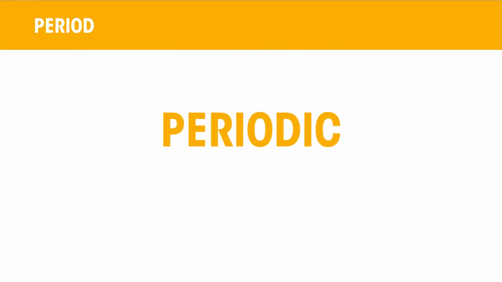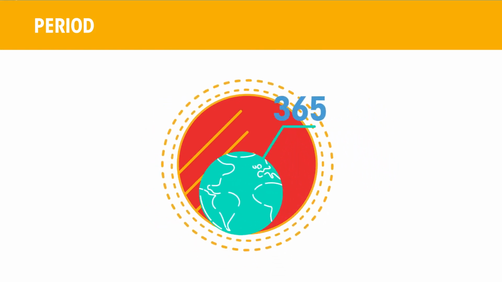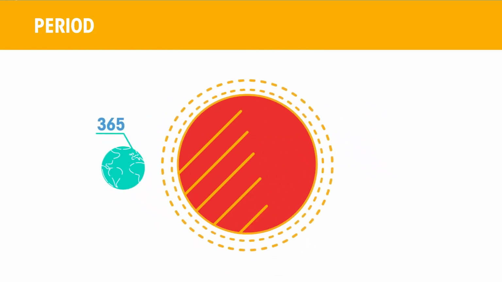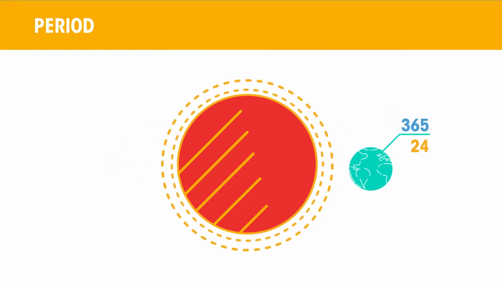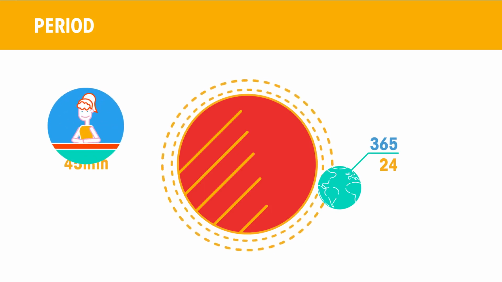When something happens repeatedly, we say that the event is periodic, and refer to the time for the event to repeat itself as the period. The period of the Earth to orbit the Sun is 365 days. The period of a day is 24 hours. The period of a typical class at school is 45 minutes.